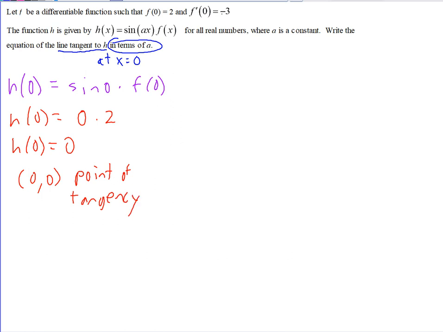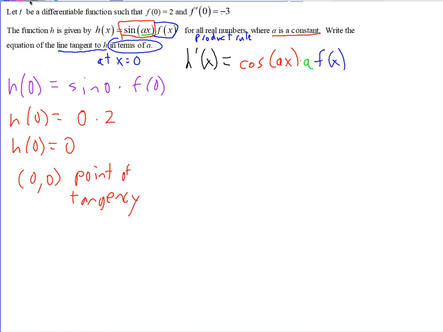And then to get the slope of the tangent line, that's where the derivative comes into play. We have to find h prime of x. And notice again, we've got sine of ax times f of x, so we use the product rule. So remember the pattern, take the derivative of the first one. Derivative of sine ax is cosine ax. Remember, a is a constant, so using the chain rule on that, the derivative of ax is just a, just like 5x would be 5. And then the pattern for the product rule says the second one as it is, plus the first one as it is, sine of ax, times the derivative of the second one, the derivative of f of x, f prime of x. Then this is our slope for any point on the graph.